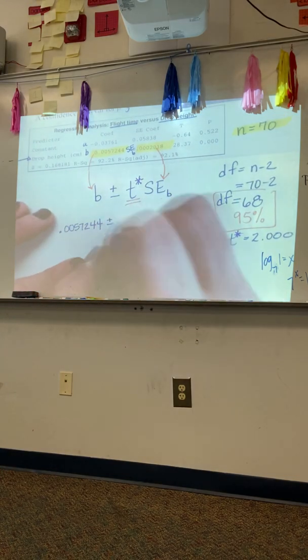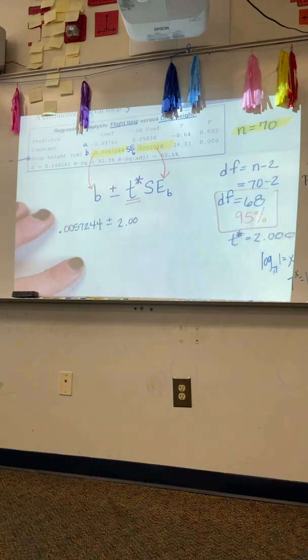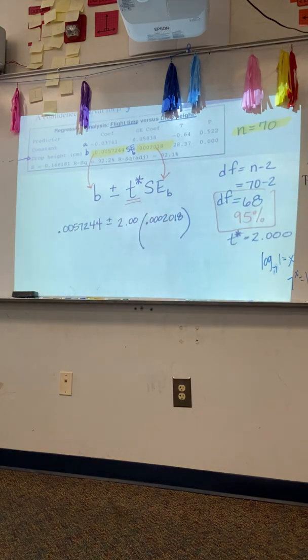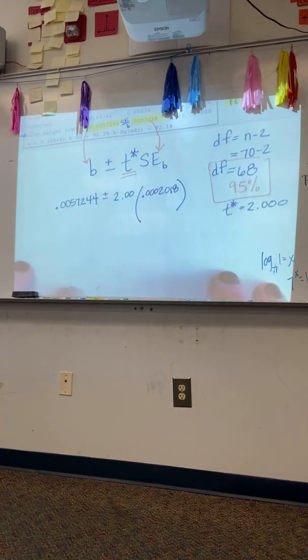Plus or minus 2.00. And then your standard error, do not round. Just write the whole thing in there. 2018. Boom. All right, I suggest you find your margin of error first.